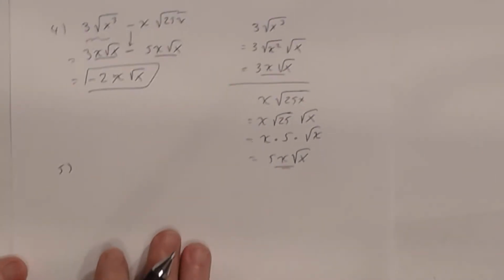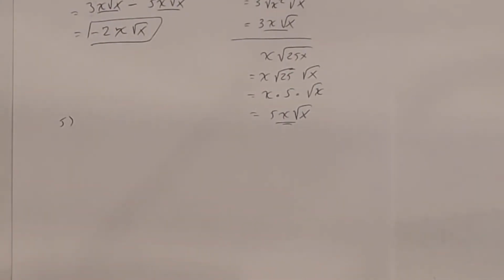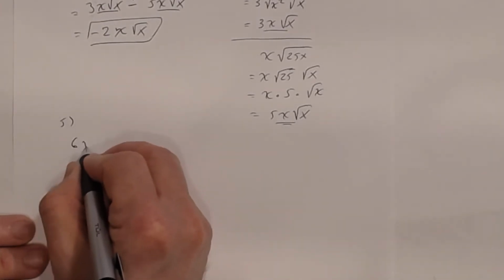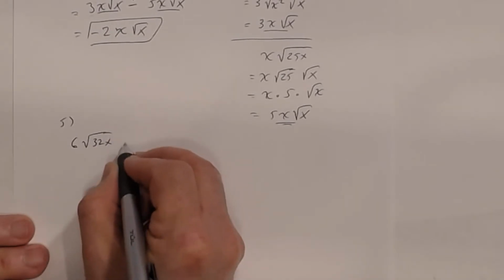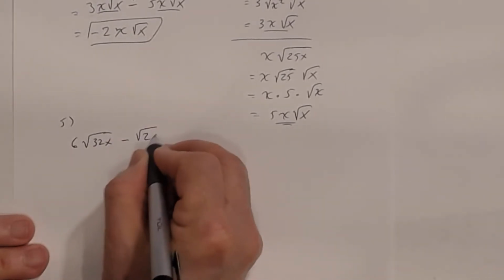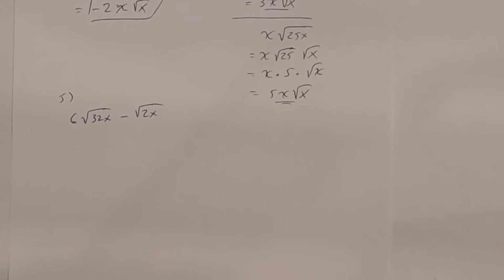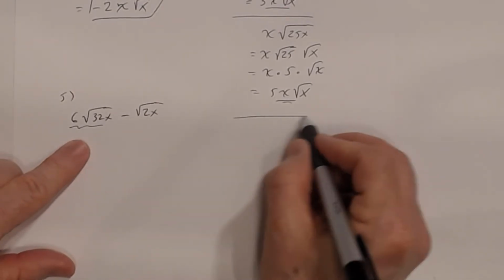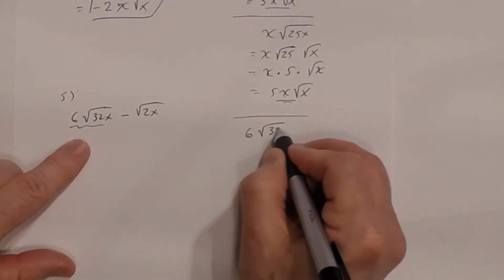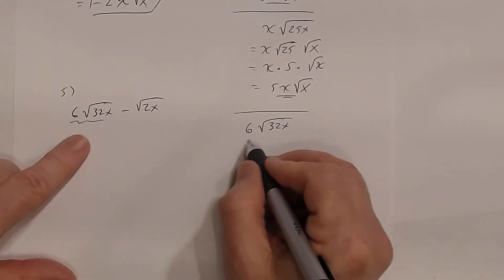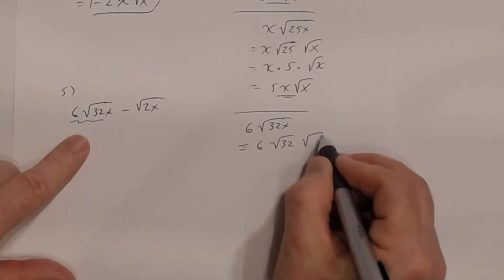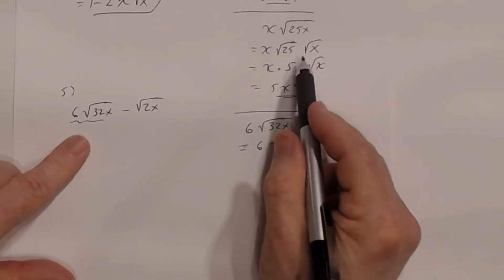Number 5. Number 5, we have this. We have 6 square root of 32x minus the square root of 2x. So 6 square root of 32x minus the square root of 2x. Okay, so let's go ahead and kind of do this on the side. So I have 6 square root of 32x. So using the product rule for radicals, I know I can write this as 6 times the square root of 32 times the square root of x, right? Just like I did this one.